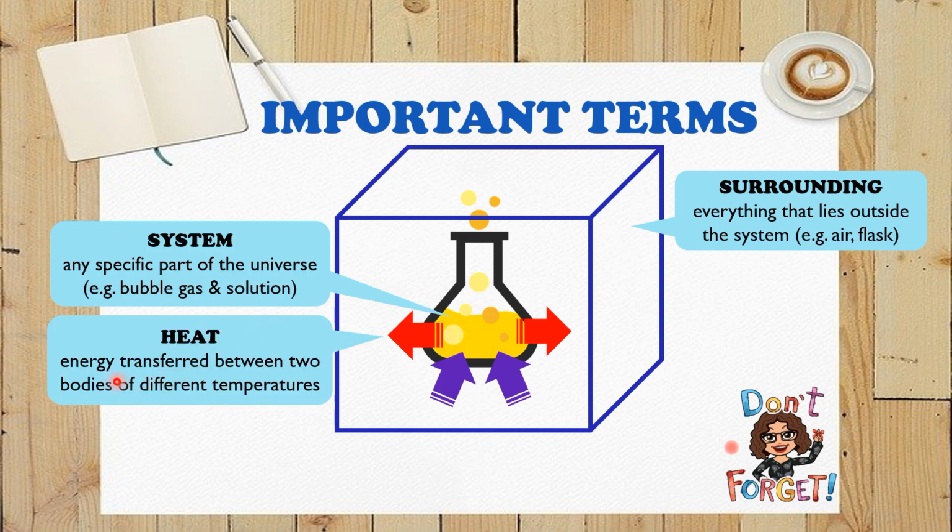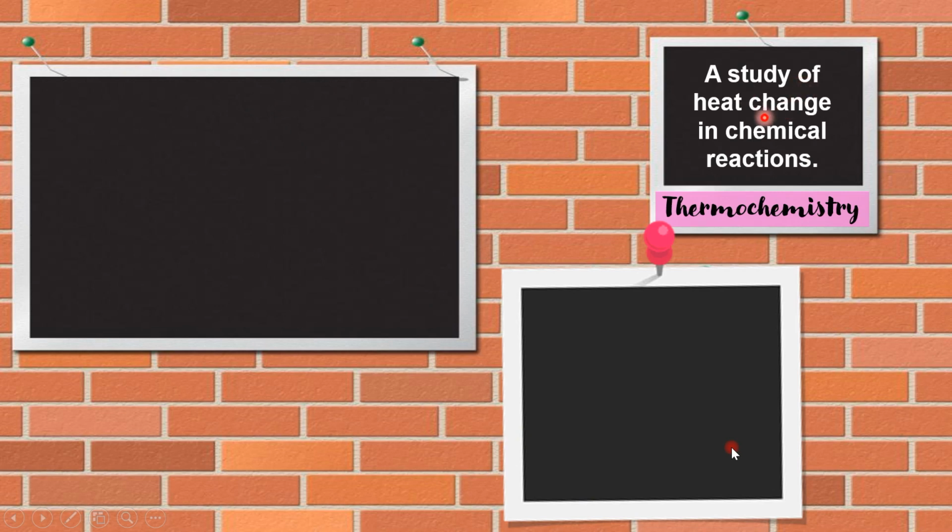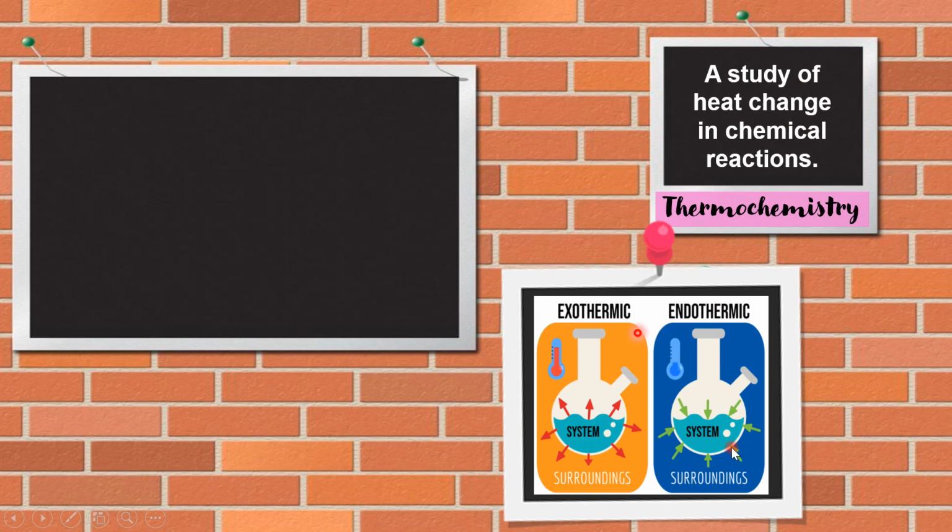Heat can be defined as energy transferred between two bodies of different temperatures. The heat can be transferred either out of the system to the surrounding, or moved into the system from the surrounding. Thermochemistry is a study of heat change in chemical reaction. It usually involves two kinds of reaction, that is exothermic reaction and endothermic reaction. In exothermic reaction, heat is released from the system to the surrounding, whereas for endothermic reaction, heat is absorbed by the system from the surrounding.